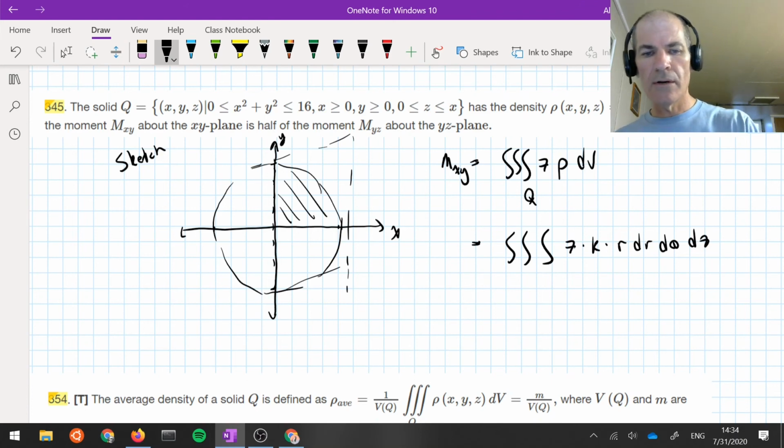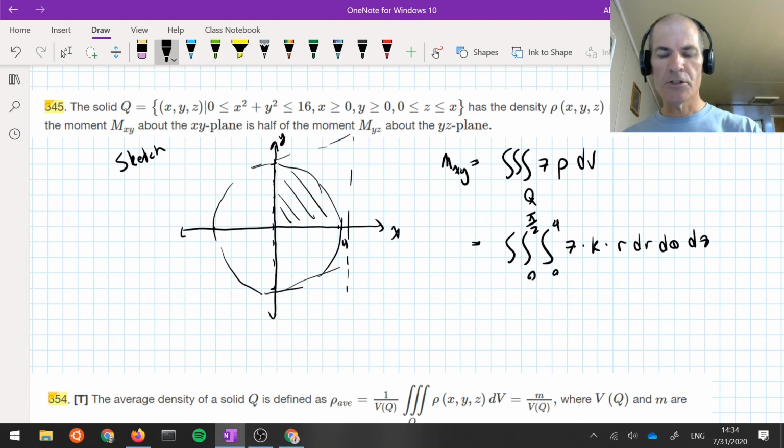R is going from 0 out to the radius 4 everywhere. Theta is going from 0 to pi over 2 just to get that first quadrant of the circle. And what's z doing? Z is going from 0 up to x. That's bad. We can't have a variable in the last integral because that x never really gets resolved by the integration process. So that outer integral always has to be a constant to a constant. So this suggests that we have to change the order of integration in order to fully resolve this integral.